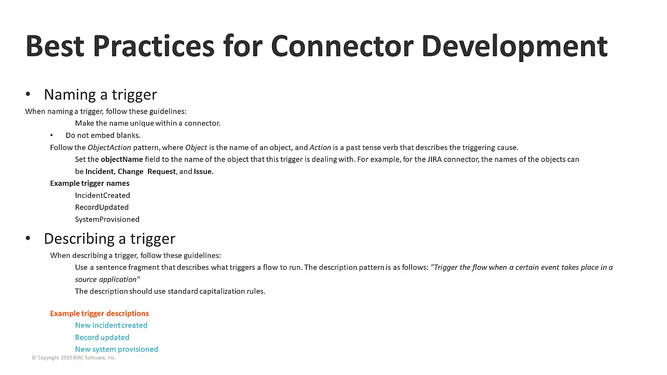Describing a trigger: the description of a trigger is what actually shows up in the UI. So you'd give it a naming that follows the pattern of trigger flow when a certain event takes place. It would be like, trigger flow when a new incident is created. So the description of the trigger would be new incident created, or record updated, or new system provisioned.